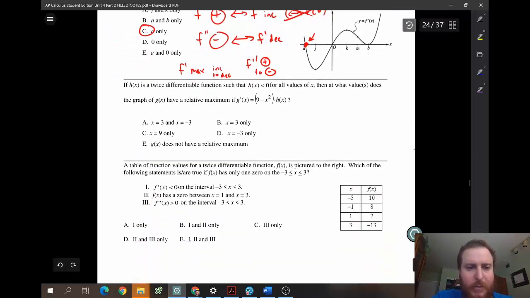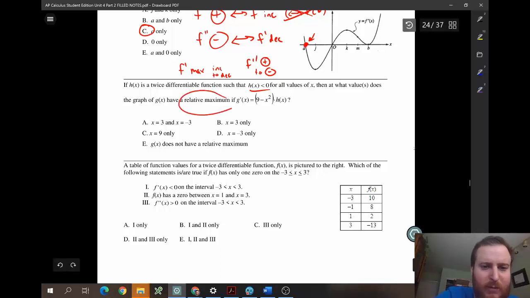Okay, next. If h of x is a twice differentiable function, with h of x less than 0, then at what values does the graph g of x have a relative maximum, if g prime of x is equal to (9 minus x squared) times h of x? Now, what they told us is h of x is less than 0, so it's always negative.